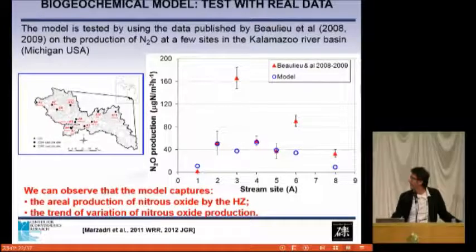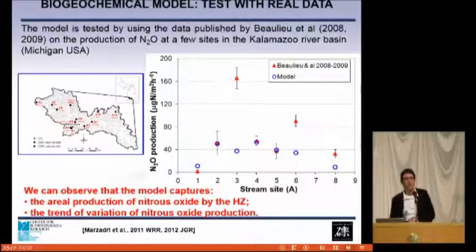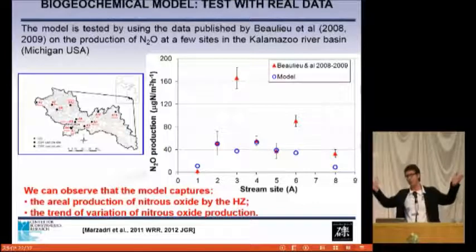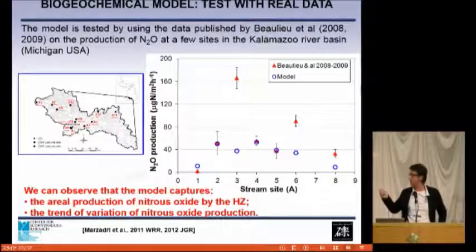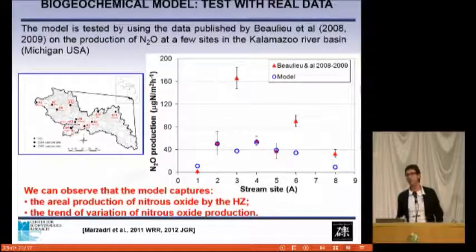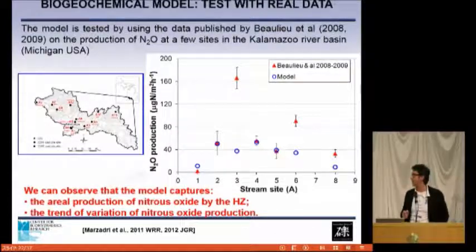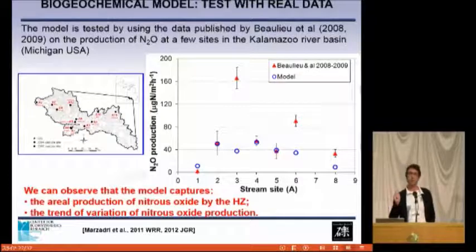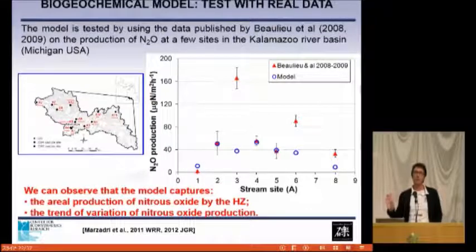The red triangles are their measurements, and the blue circles are our model predictions. Basically, for each path line, we calculated the transformation, and then we integrated through all the size of the reach the emissions of nitrous oxide for each upwelling area. The model is not calibrated, so we just took the hydromorphological information that was measured when they did that measurement. So it's just the model.